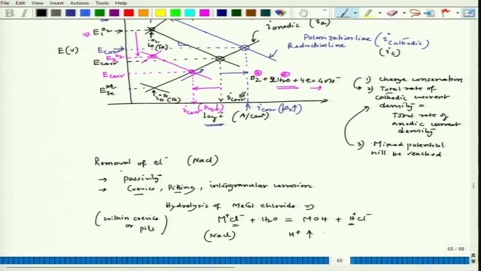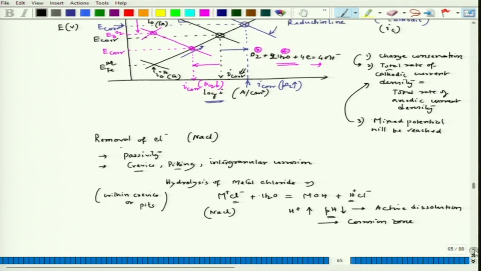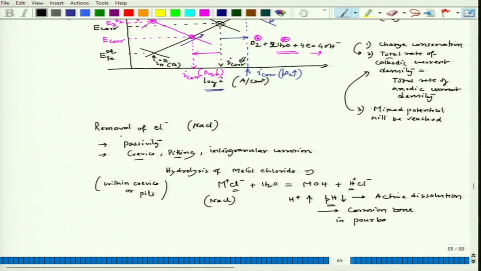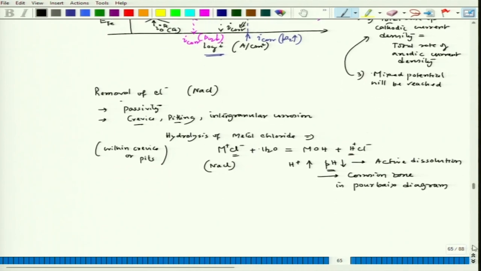So H plus ion concentration gradually goes up due to hydrolysis, and if we increase the H plus ion concentration, the pH reduces and it goes to active dissolution. This decrease in pH leads to the corrosion zone in the Pourbaix diagram. It takes the metal to the corrosion zone. Now, if we talk about the Pourbaix diagram of nickel, let us say, the diagram looks like this.